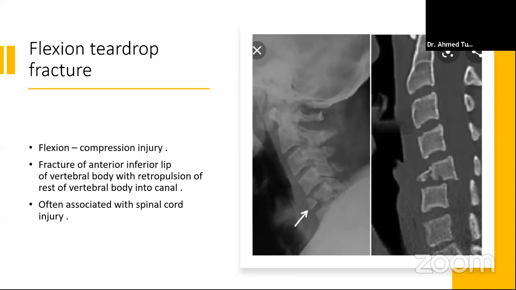Flexion teardrop fracture. The mechanism of injury is a flexion compression injury. This fracture is a fracture of the anterior inferior lip of the vertebral body with retrobulge of the rest of the vertebral body into the canal. So it's often associated also with a spinal cord injury.